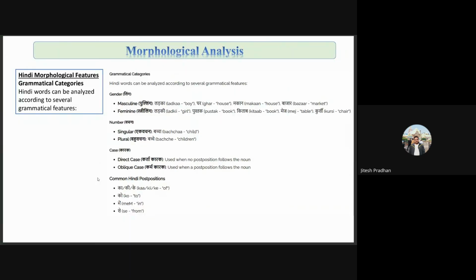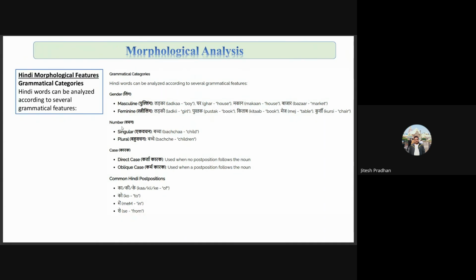Okay, now let's consider the Hindi language, and let's see the grammatical categories, how Hindi words can be analyzed according to several grammatical features. The first is based on gender. Okay, so we have masculine and feminine. If we write ladka, it will be masculine. If we write ladki, it will be feminine. Ghar, pustak, makan, kitab, bazaar, and maze. Basically it gives the information about the gender of a word. We use this feature in NLP.